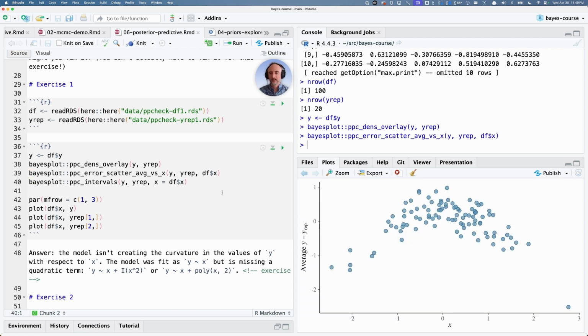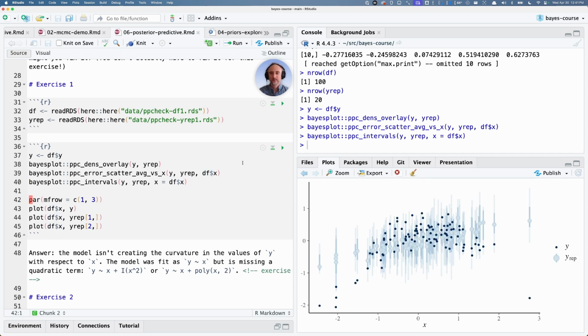So here I am using ppc_error_scatter_avg_vs_x. So this is taking the average of y minus y rep on the y-axis, and then my predictor df$x as the third argument is on the x-axis. And so we would hope that these would sort of be scattered around a straight line, but they're not. So we're seeing there's some curvature here, which is suggesting there's something off.